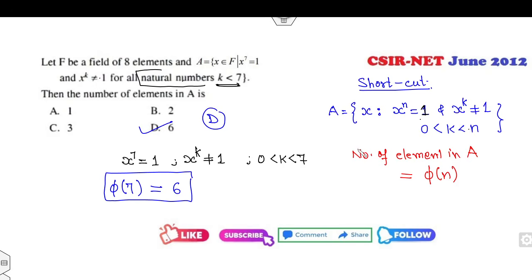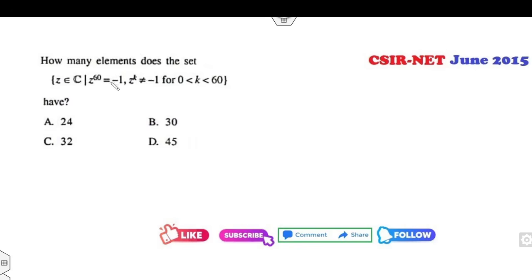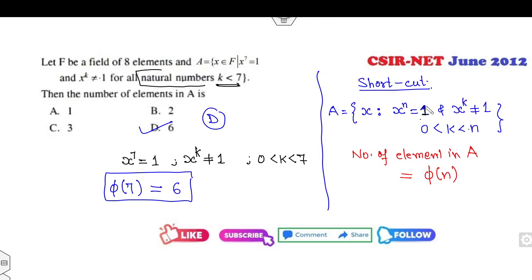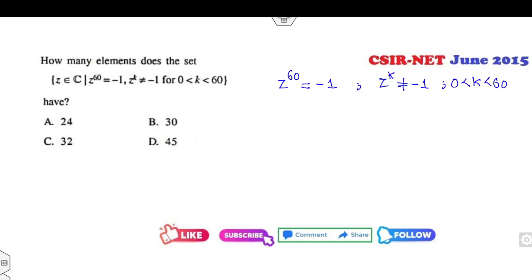How many seconds are needed again, based on this shortcut trick? How many elements? Again you can see this is the same form. But if you look at it, this is given to you: z raised to power 60 is minus 1 and z raised to power k is not equal to minus 1 for 0 less than k less than 60. What I told you, this must be plus 1. But in this case, it is not plus 1. So how can you make it plus 1? I can square them. It is plus 1. Then again, it is not minus 1. I can again square, so it is not equal to 1.